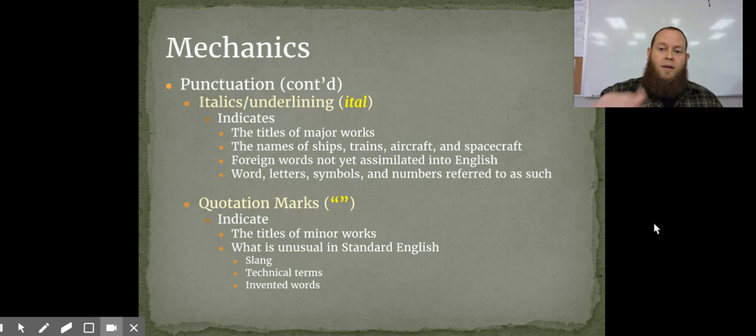Okay. Now, when do I italicize? We italicize the titles of major works: plays, movies, novels, things like that. We italicize foreign words. If there's a foreign word that we want to use that hasn't been assimilated yet into English, we do that. We also italicize words or letters or numbers that are being used as that.